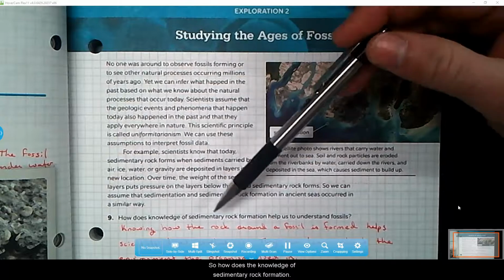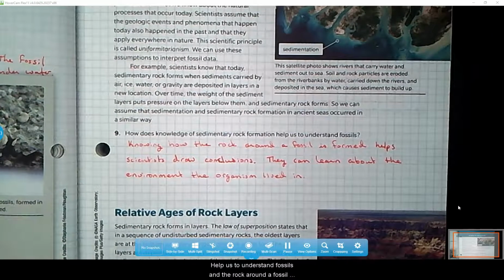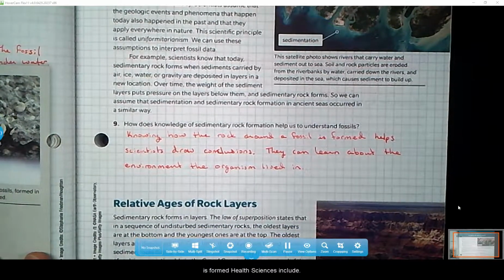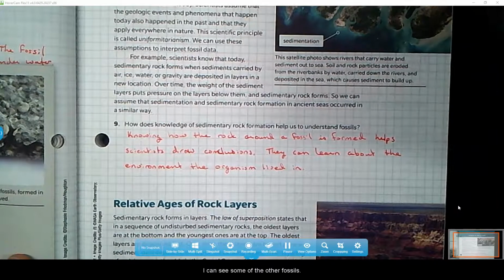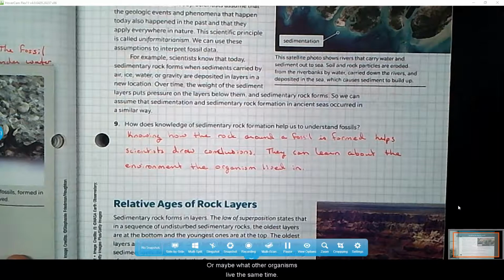And so how does the knowledge of sedimentary rock formation help us to understand fossils? Well, the answer is knowing how the rock around a fossil is formed helps scientists draw conclusions. They can learn about the environment the organism lived in. They can see some of the other fossils that are with that organism, so they can see maybe some of the things that organism ate, or maybe what other organisms lived at the same time period.